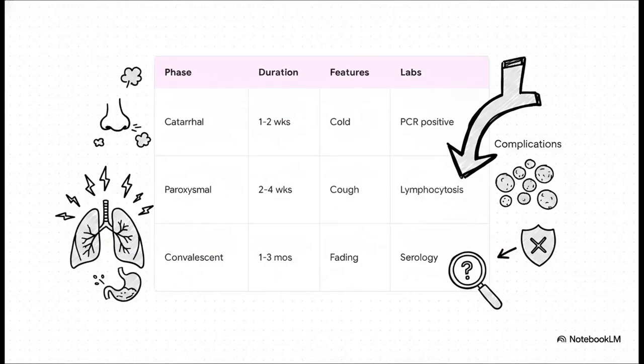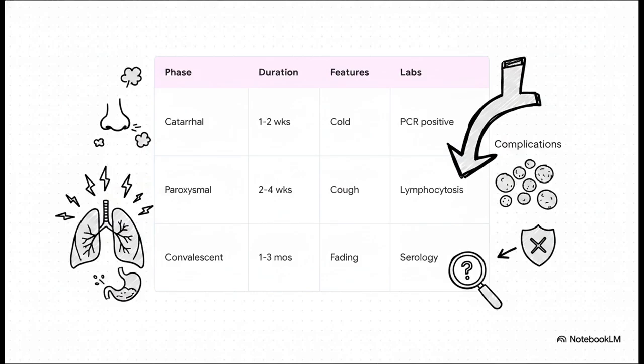You'll really want to take a mental screenshot of this breakdown because contrasting the contagion levels and lab findings across these 3 phases, yeah, that's almost guaranteed to show up on your exam. Notice that the catarrhal phase is actually the most contagious period. It's also the best time to get a positive culture, even though the patient just looks like they have a super mild cold. Then, as we shift into the paroxysmal phase, bam, those coughing bursts hit.